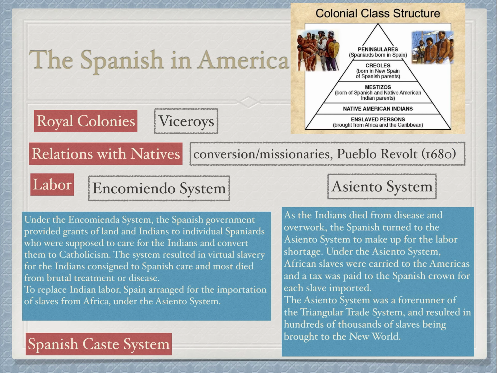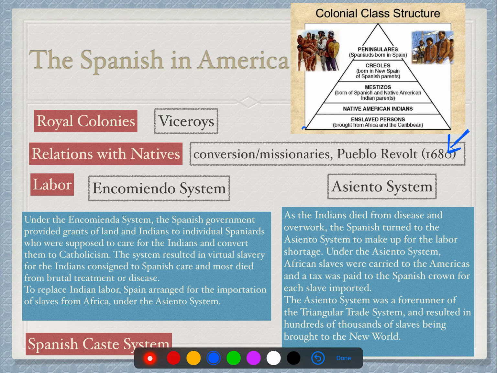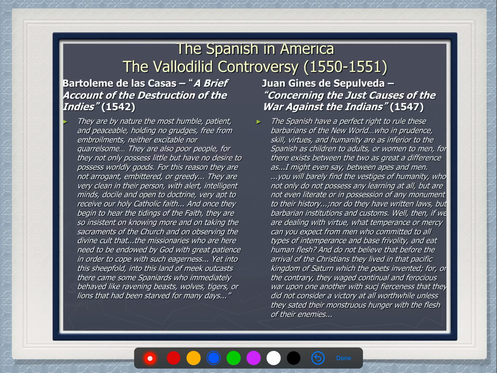And up here you can see a little bit of what the colonial class system structure was. Peninsulares are at the top. These are Spaniards who are born in Spain. Creoles are second from the top. These are folks who have Spanish parents, but they're born in the New World. And then it only goes down from there. This is the debate that you guys looked at: Bartolomé de las Casas and Sepúlveda over here.